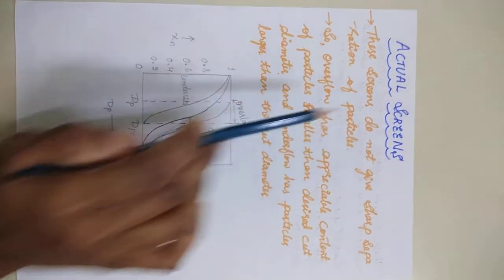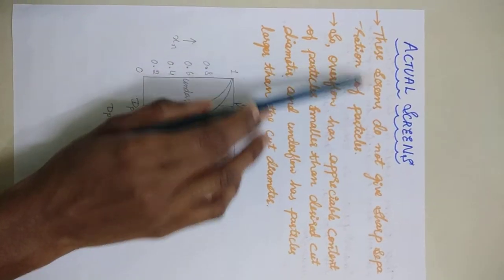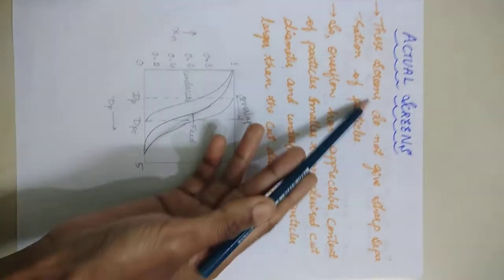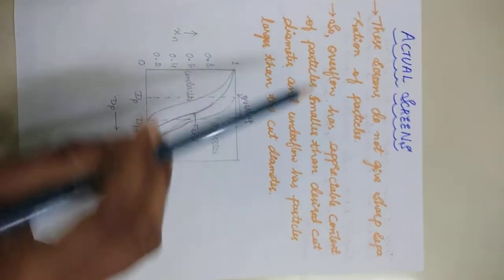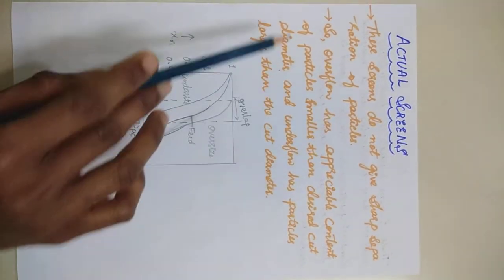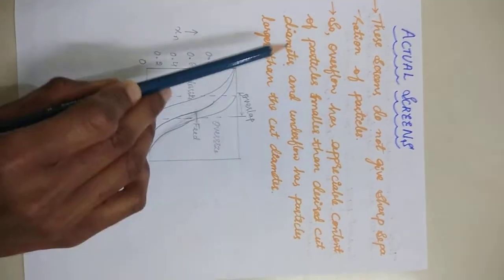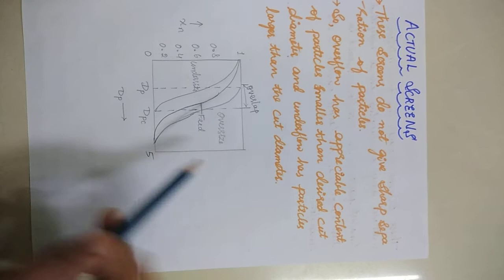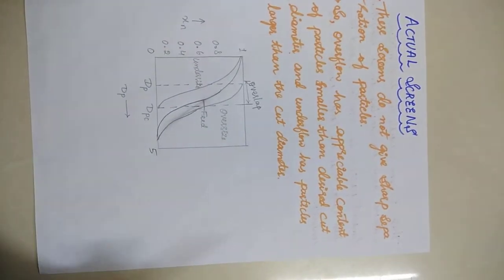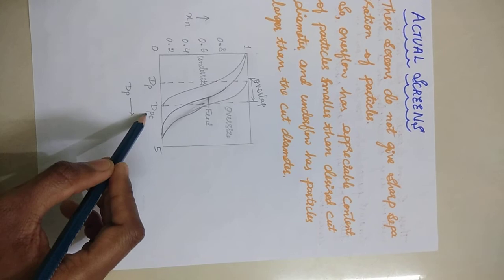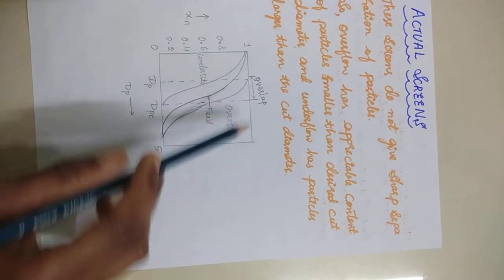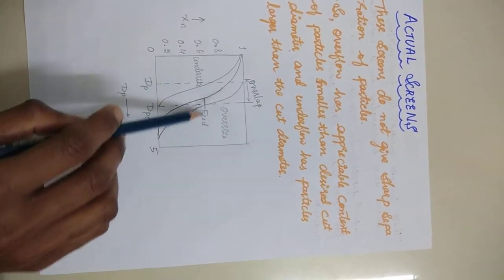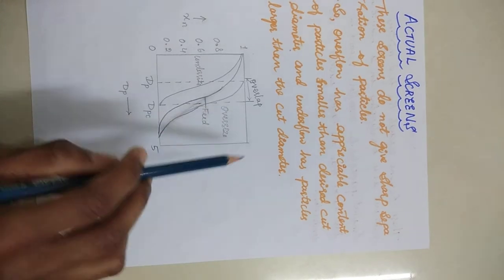Now the actual screens, this is the last topic. These screens do not give sharp separation of particles, as the name itself indicates. The overflow has an appreciable content of particles smaller than the desired cut diameter, and the underflow has particles larger than the cut diameter also. This is one of the plots I have mentioned. See, dp is here, dpc is here, they are all overlapping here. This is the undersized one, the first curve. The second curve is for feed, and the third curve is for oversized particles.